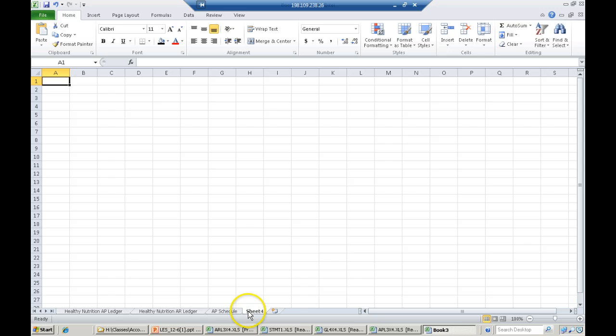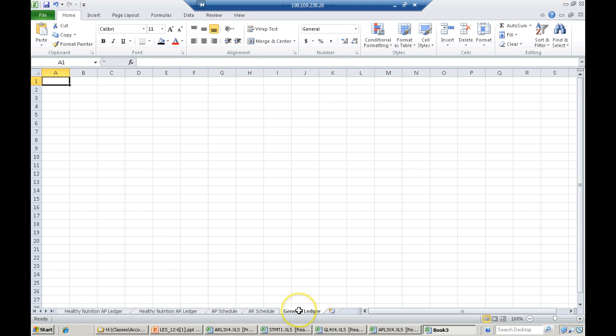Let's go ahead and add another one. Let's rename this one Accounts Receivable AR Schedule. Let's go ahead and create another one, rename it, and title this one General Ledger. So we're going to have our individual subsidiary accounts for our accounts payable and accounts receivable, our accounts payable ledger schedule, and our accounts receivable ledger schedule, and then our general ledger.